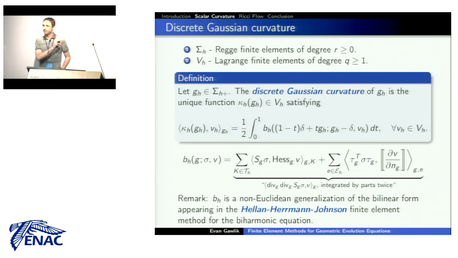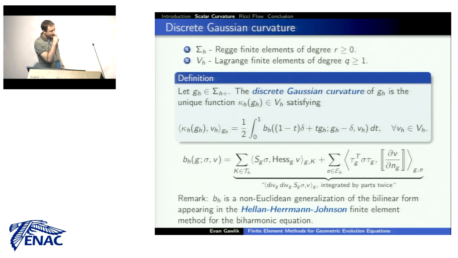I'm not using the original bilinear form because you can only apply it to smooth metrics. I'm using the original bilinear form integrated by parts twice. So remember, my original bilinear form was this bilinear form. I've integrated by parts twice and I get this expression right here. So it's a summation over triangles of an inner product of SG sigma with the Hessian of that test function V. And then I have a summation over edges of the tangential component of sigma paired with a jump in the normal derivative of V.